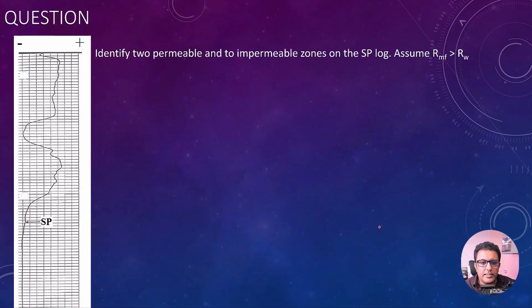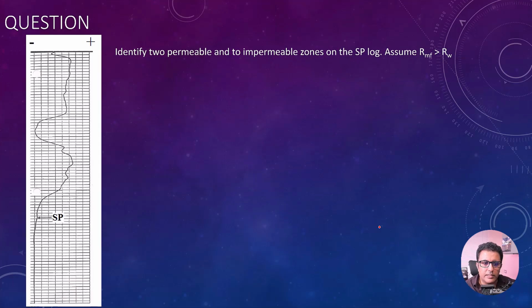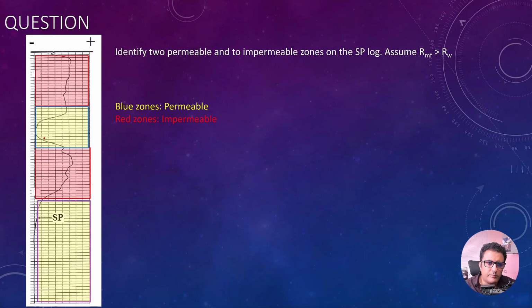So here, just assume that we are given this data. Identify two permeable and two impermeable zones. So here is the answer. As I said, the area with positive potential, we can interpret as impermeable. So the red zones are impermeable zones, and whenever we have deviation to the left, it means that we deal with permeable layers.